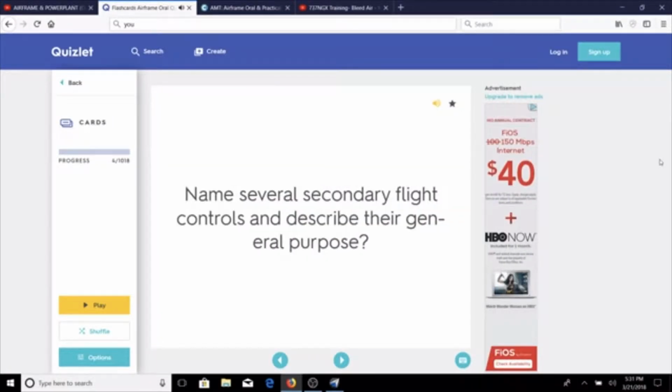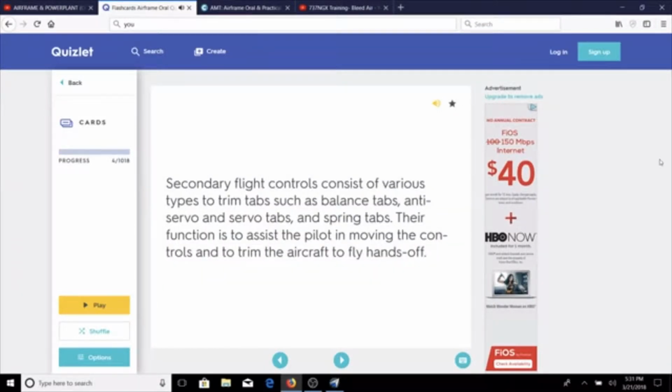Name several secondary flight controls and describe their general purpose. Secondary flight controls consist of various types of trim tabs such as balance tabs, anti-servo and servo tabs, and spring tabs. Their function is to assist the pilot in moving the controls and to trim the aircraft to fly hands-off.